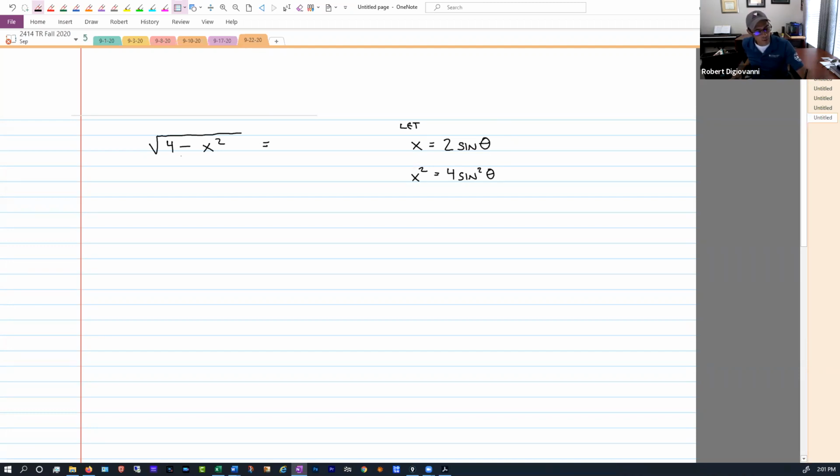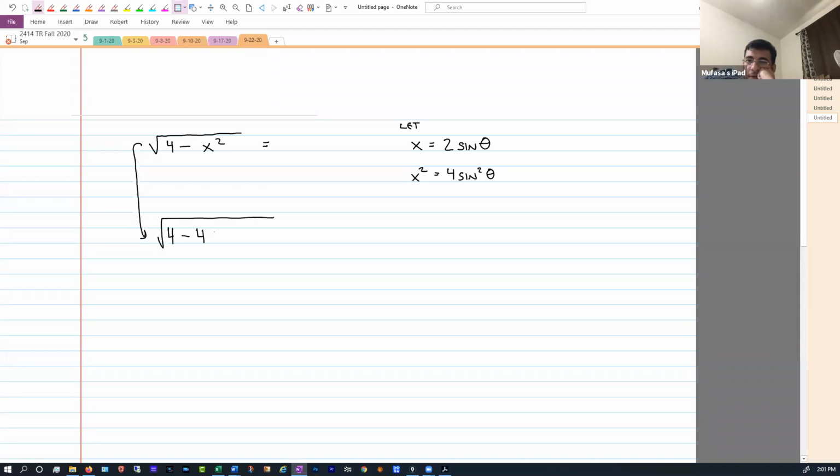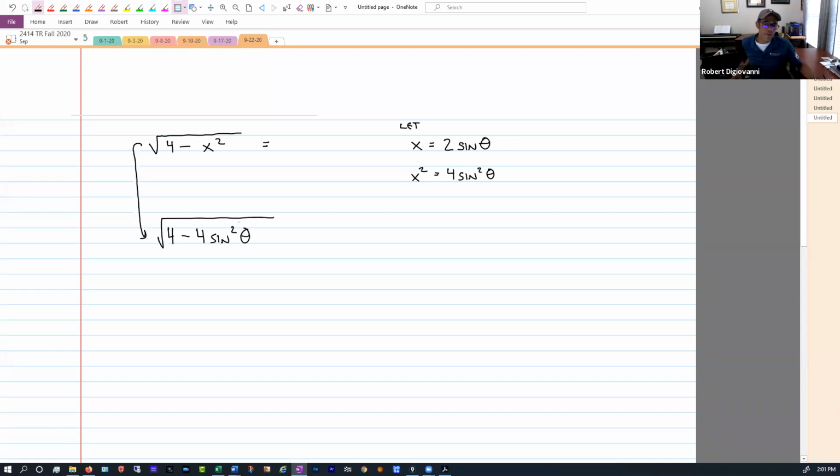Okay, so let's rewrite this then. What would this become if I make that substitution? Square root of 4 minus, and what did we just say x squared was? 4 sine squared theta. Now, both of those have a 4 in them, don't they? So I can pull a 4 out, factor a 4 out, and I'm left with 1 minus sine squared theta.